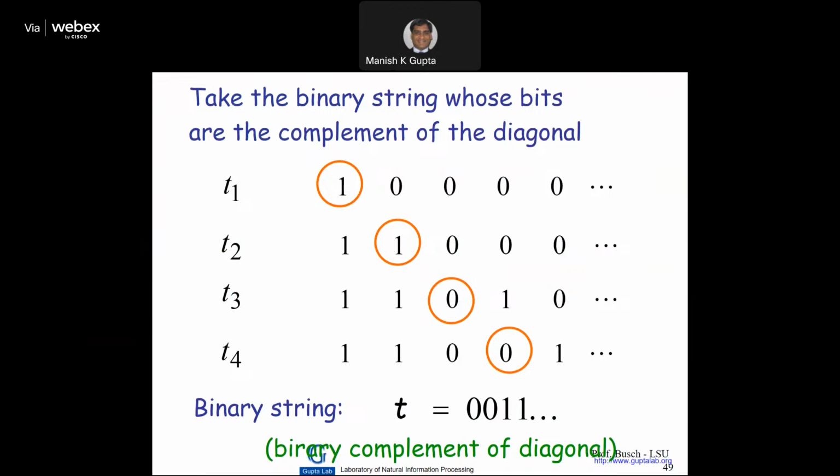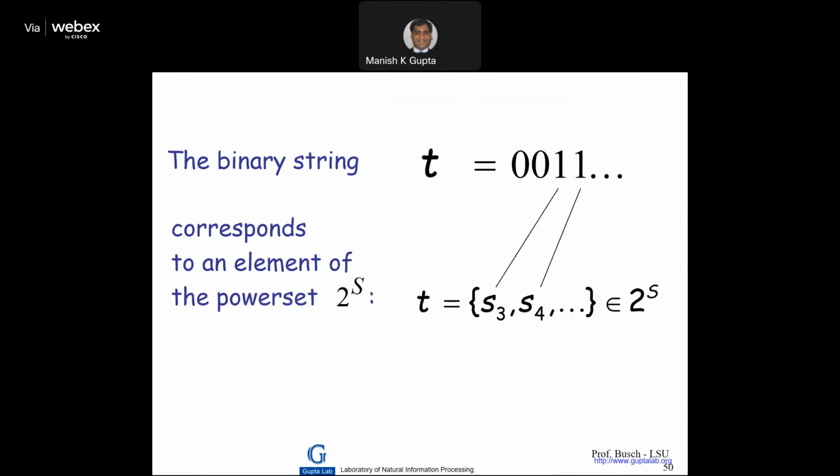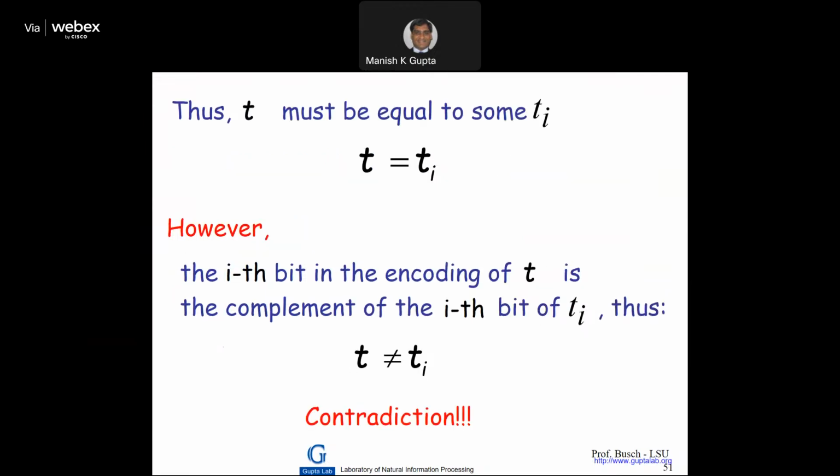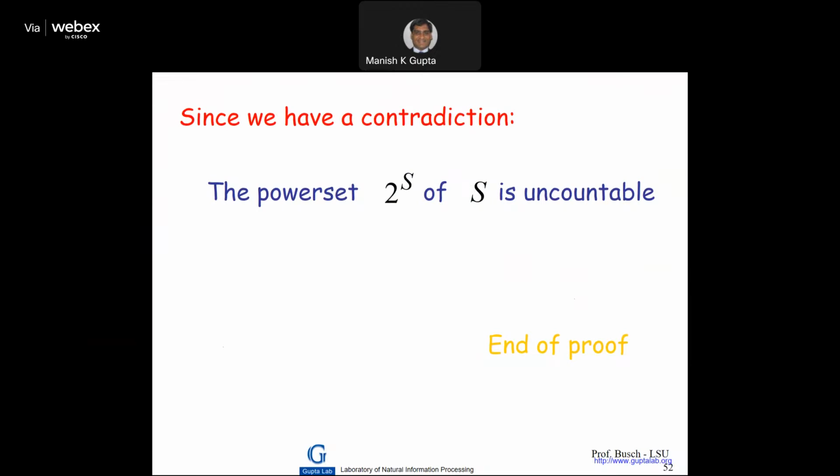And you can continue. So this is the key idea of the Cantor diagonalization argument. This binary string corresponds to a power set element which is not there in the set, right? Okay, so the power set is uncountable. Very nice. I think this was a major thing today.